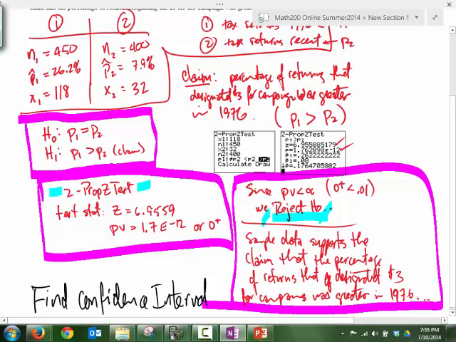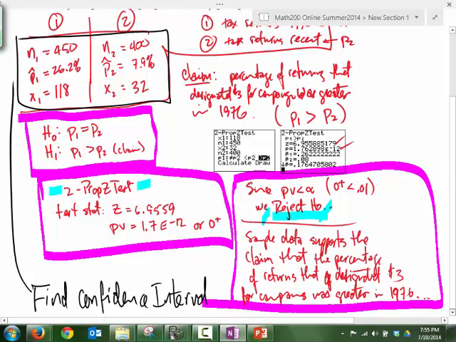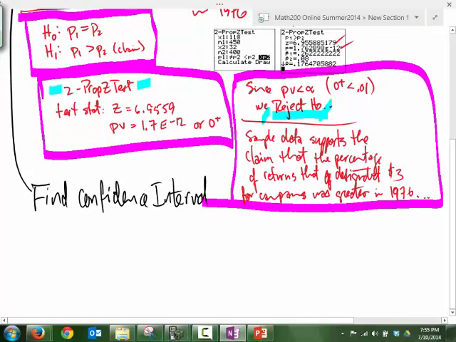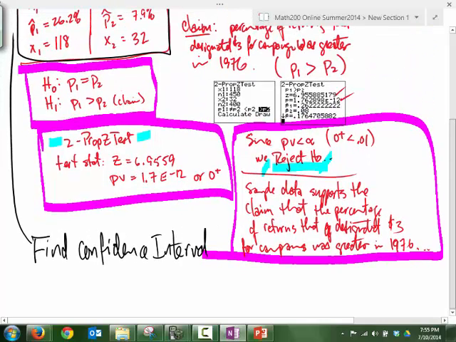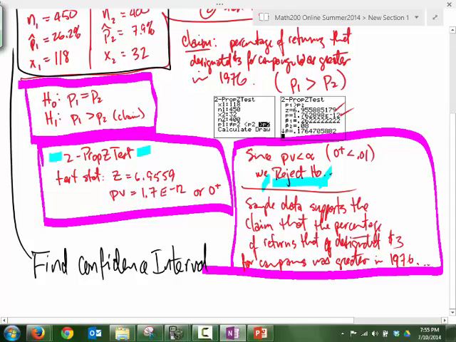And we'll use this information for your confidence interval, and we'll talk about how to write up your confidence interval. Should I copy it? I'll just copy it down. So x1 is 118, n1 is 450. x2 is 32, n2 is equal to 400. And that's all we'll really need from the confidence interval.